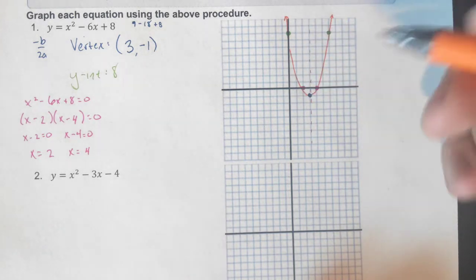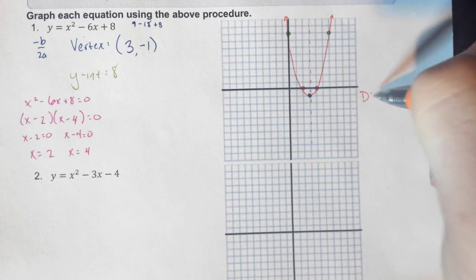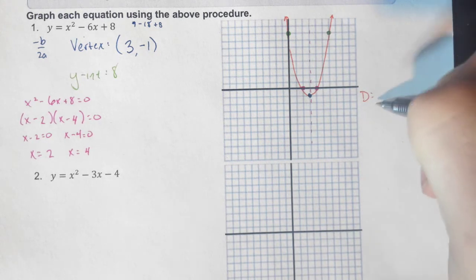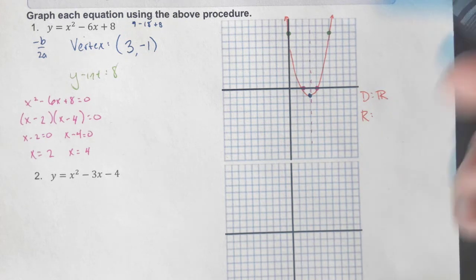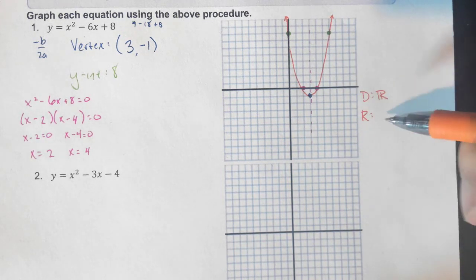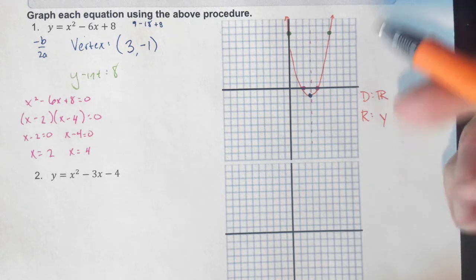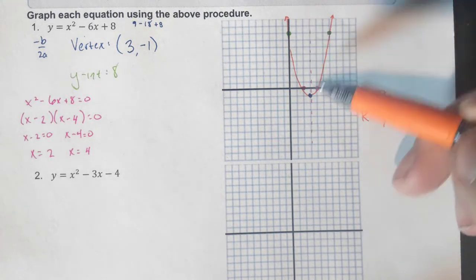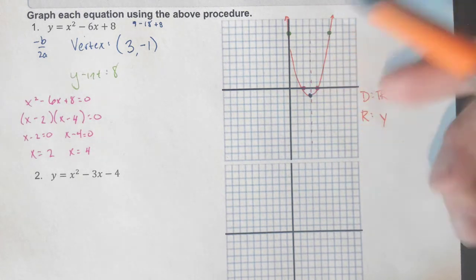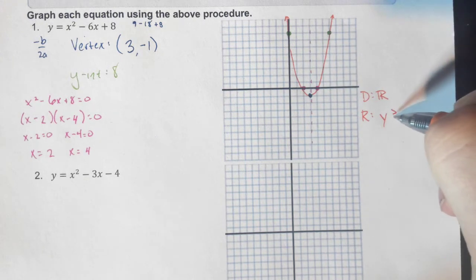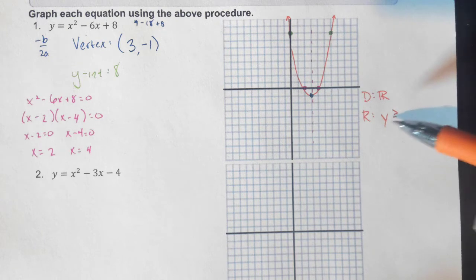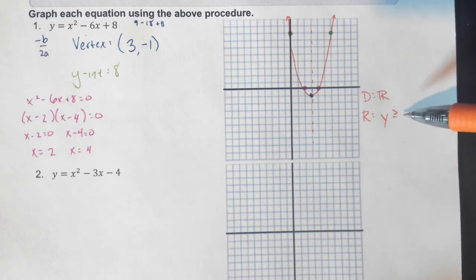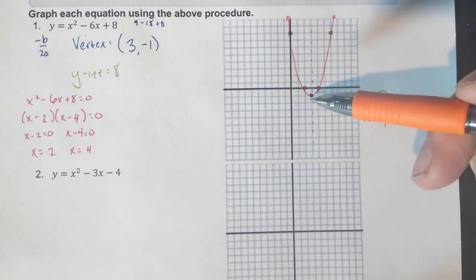The only other thing is I just want to talk about the domain and range. So the domain of any parabola, by the way, it's always going to be all real numbers. The range, however, is more interesting. Okay, so the range, remember, deals with the y values. Because our graph opens up, it goes from one point and goes up, my graph is going to be greater than or equal to. If it were an upside down parabola, it would be less than or equal to. So it's going to be greater than or equal to the lowest y point.